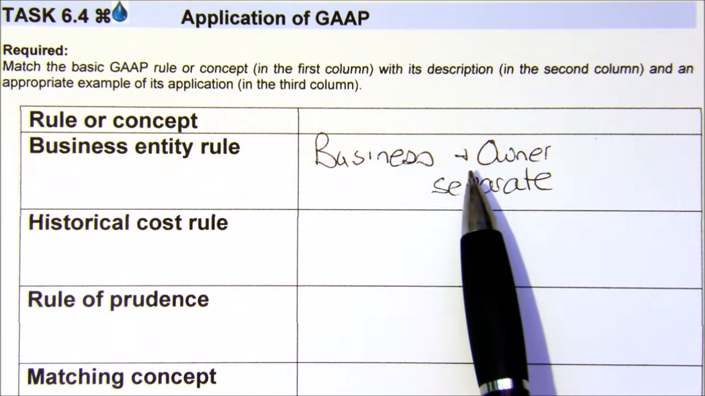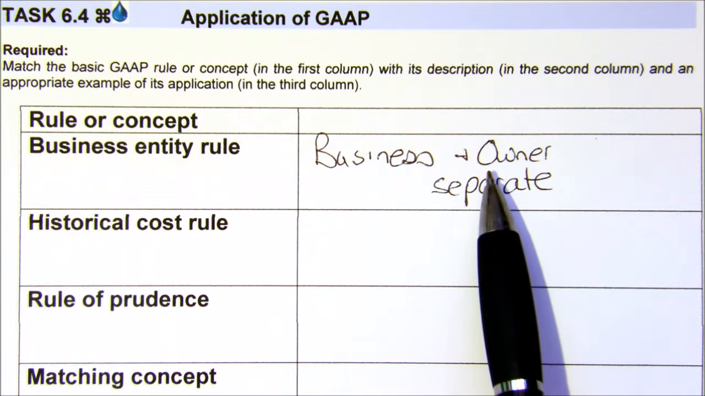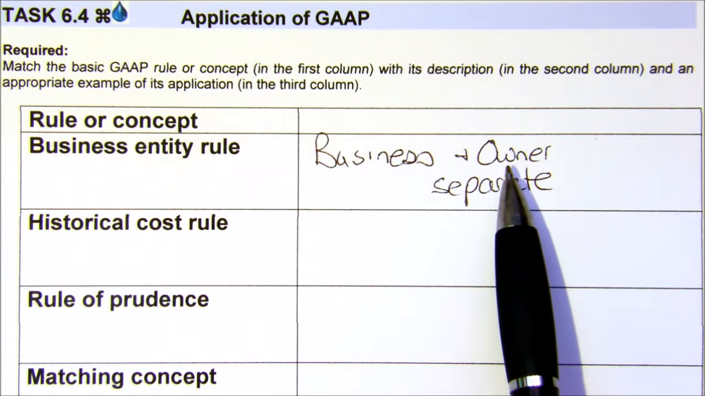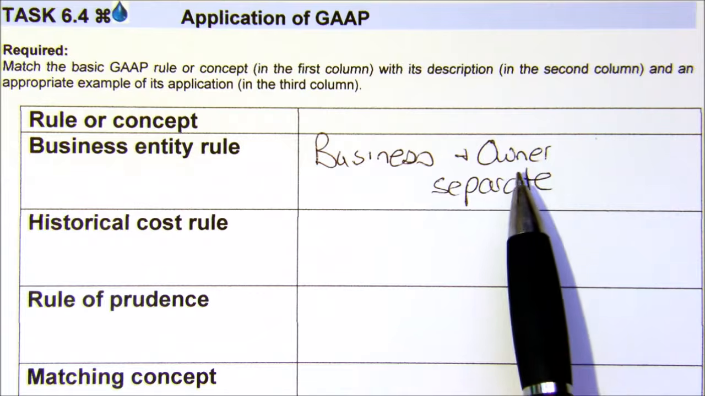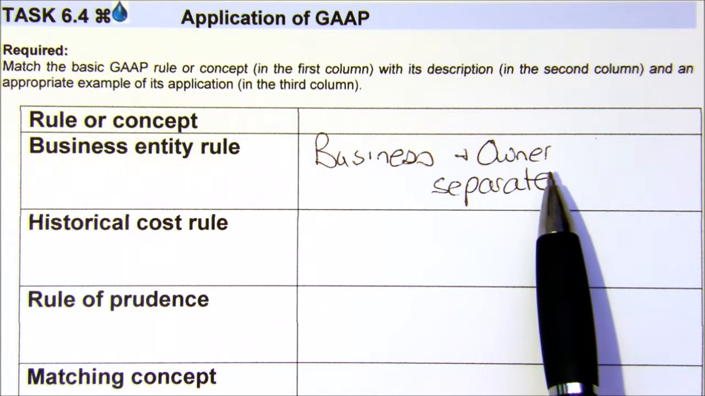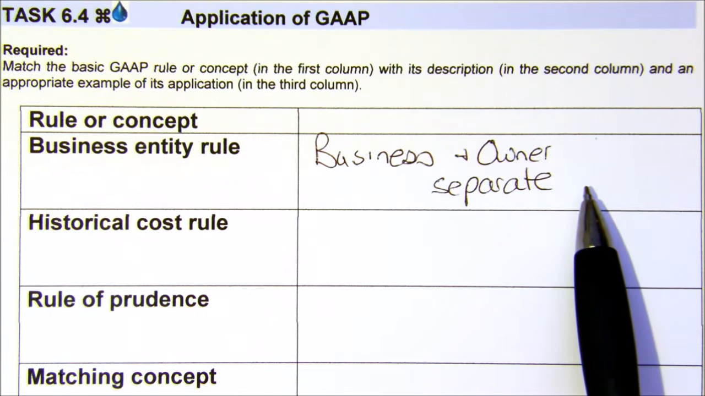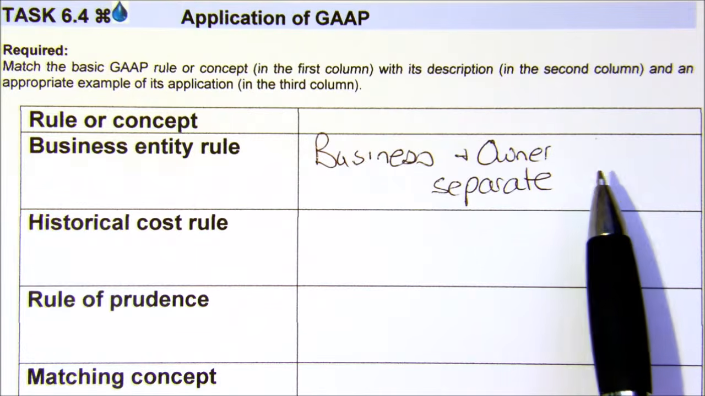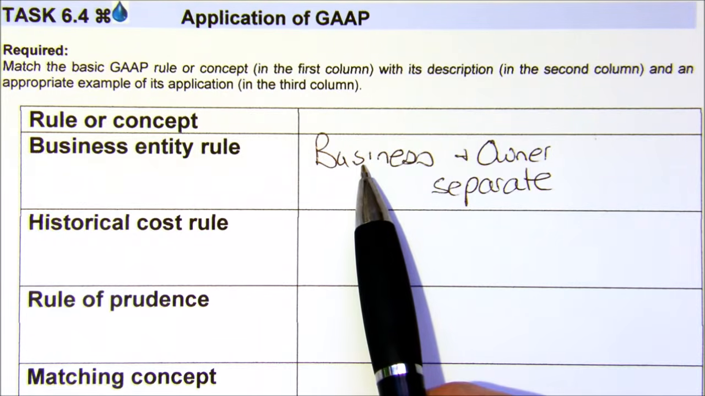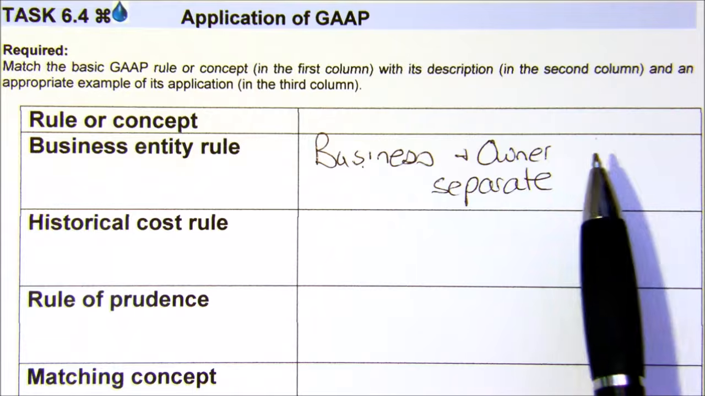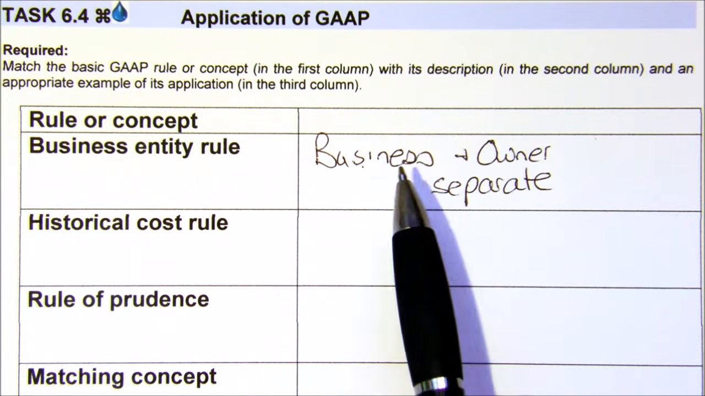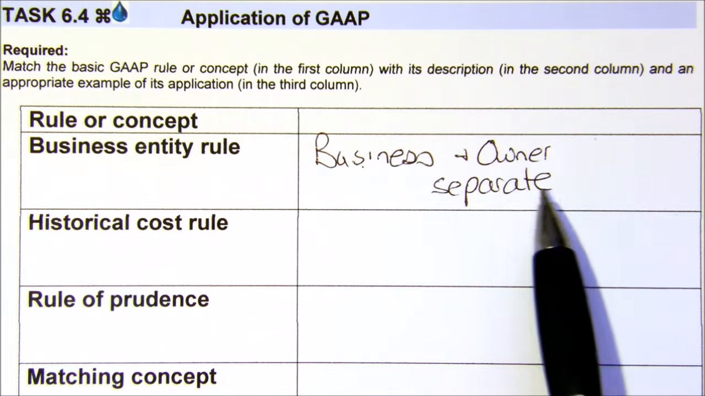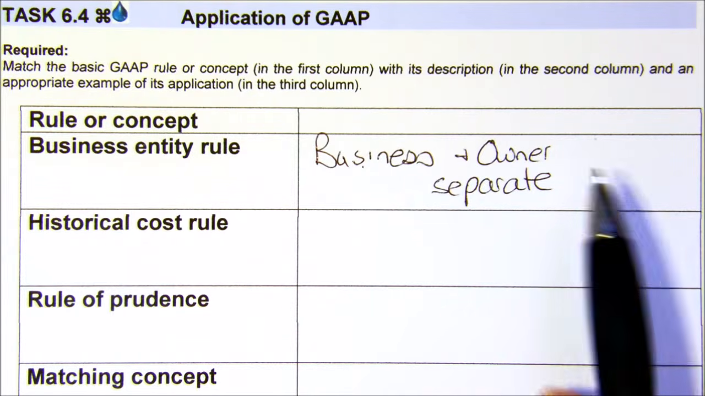You've already been doing this right from grade 9 when you spoke about drawings. Anything of the owner's personal use went through a drawings account. If you get an entry in the bank reconciliation and it says that a check was put through the business account, but it actually was for the owner, it can't be treated as a business expense. It has to go as drawings.